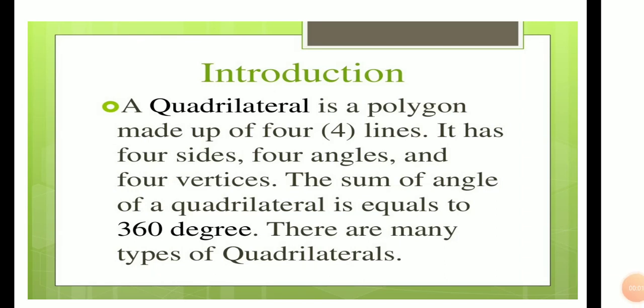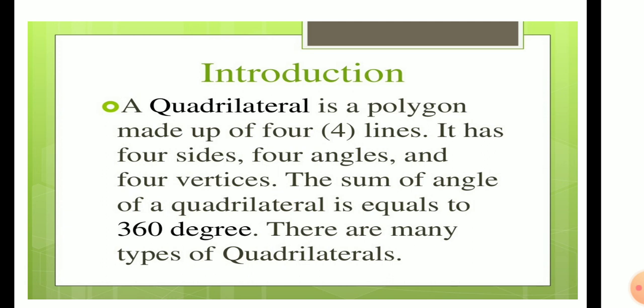Today we will discuss the quadrilateral. Firstly, you are aware of the quadrilateral. A quadrilateral is a polygon made up of four lines, four sides. It has four sides, four angles and four vertices.